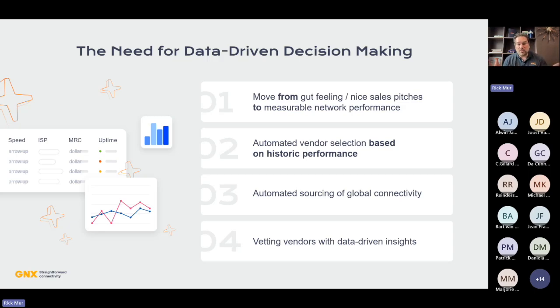We need to go from a gut feeling and nice pitches to actual measurable performance, basing your vendor on data rather than, like I said, just a feeling. And of course, we need to automate this whole thing. As a typical enterprise IT administrator, I'm not able to reach out to 1,000 different ISPs and ask them for a quote because it's a manual process. There's no way I can type in an address and get all of these quotes automatically from all of these different ISPs. Plus, I need to onboard them.